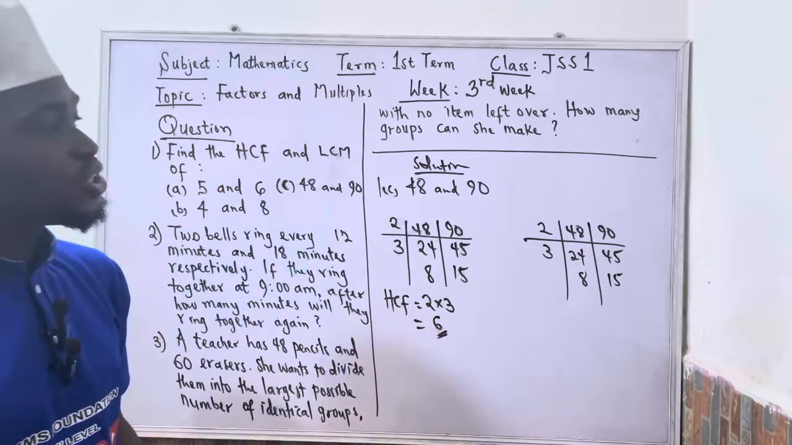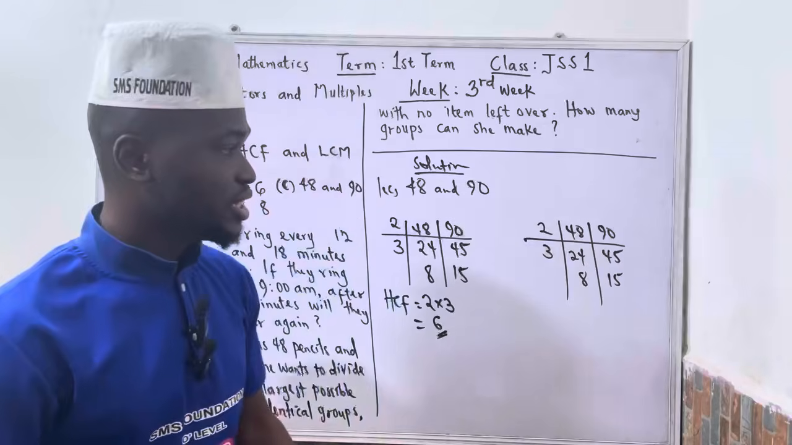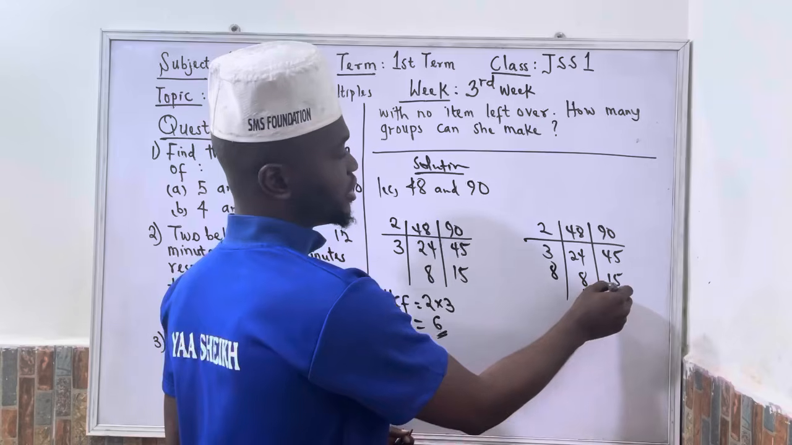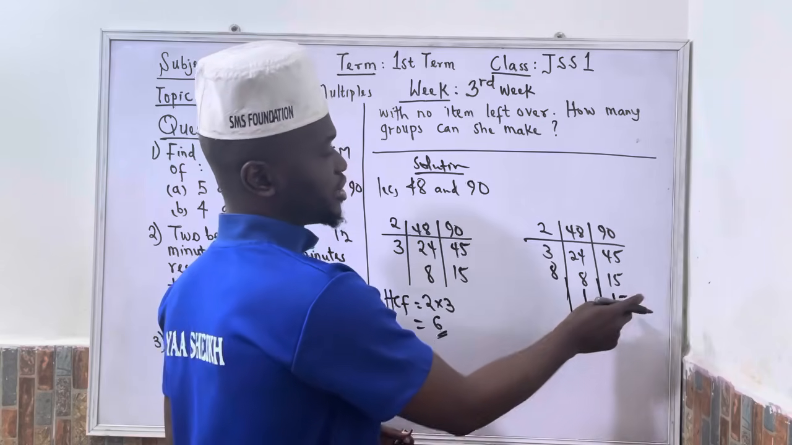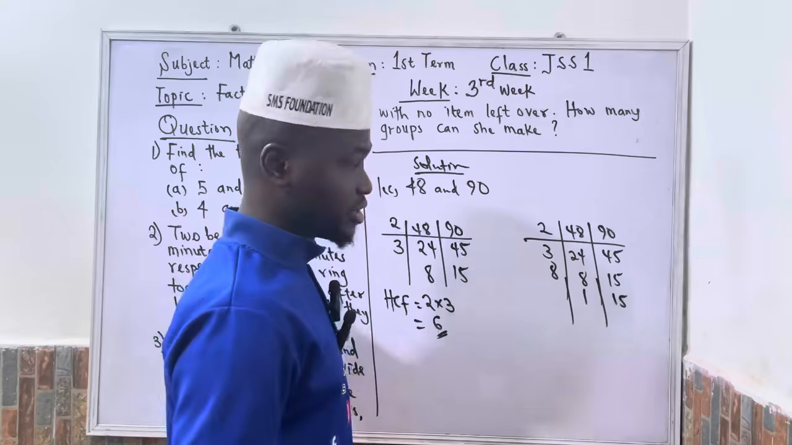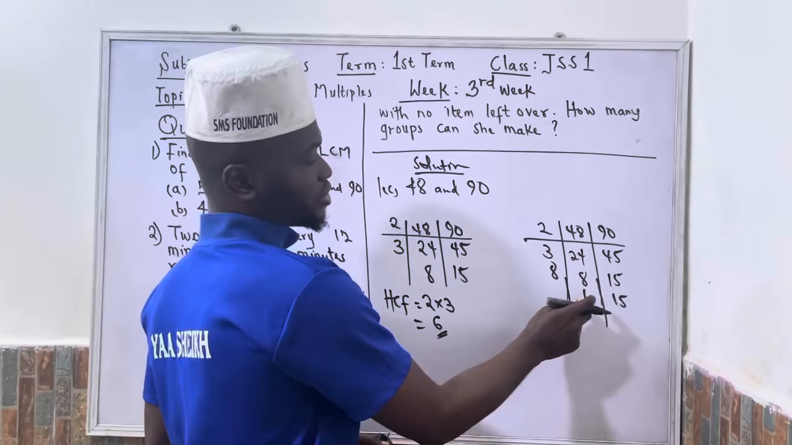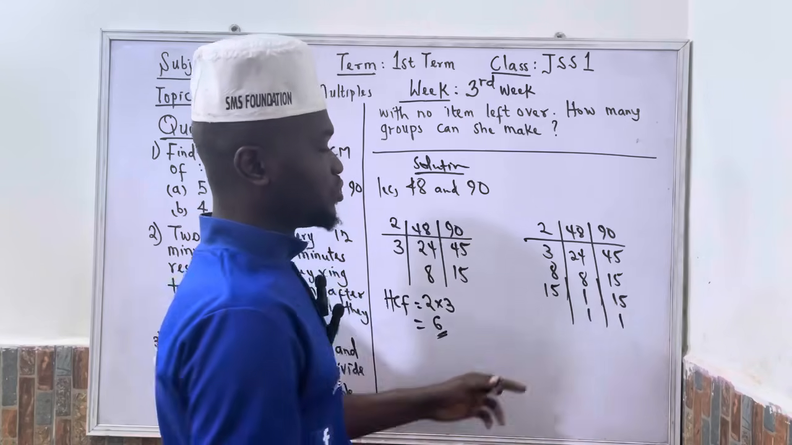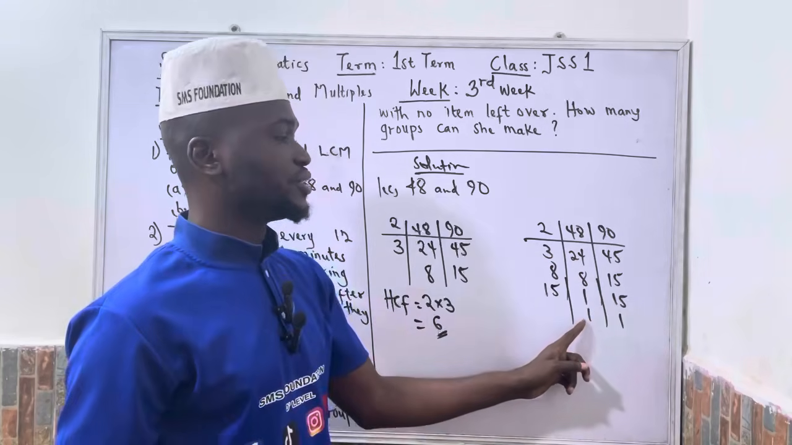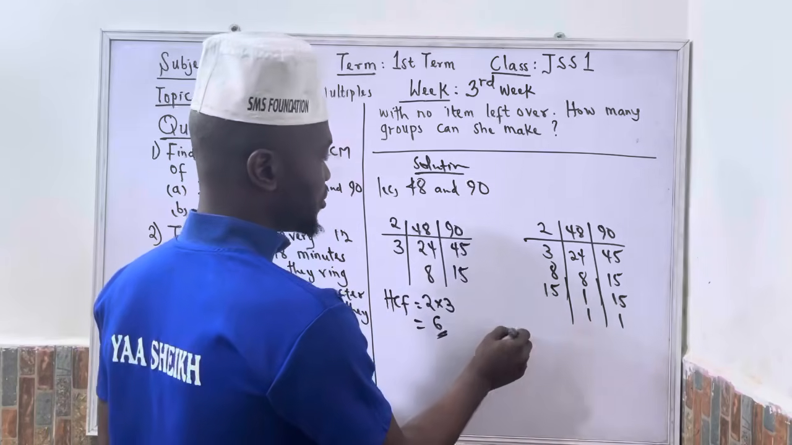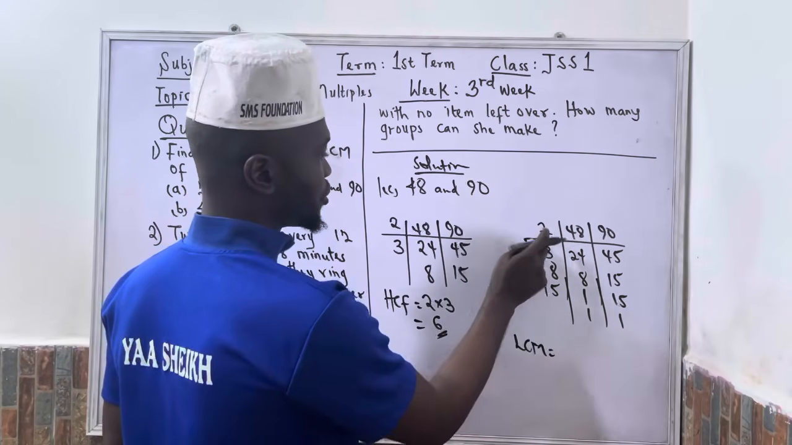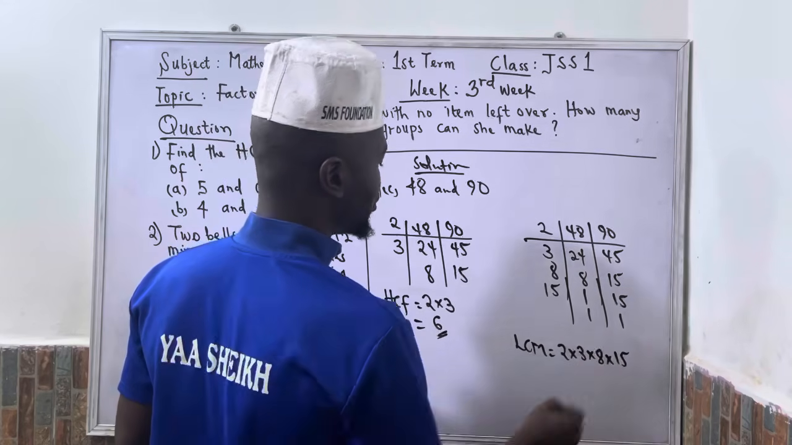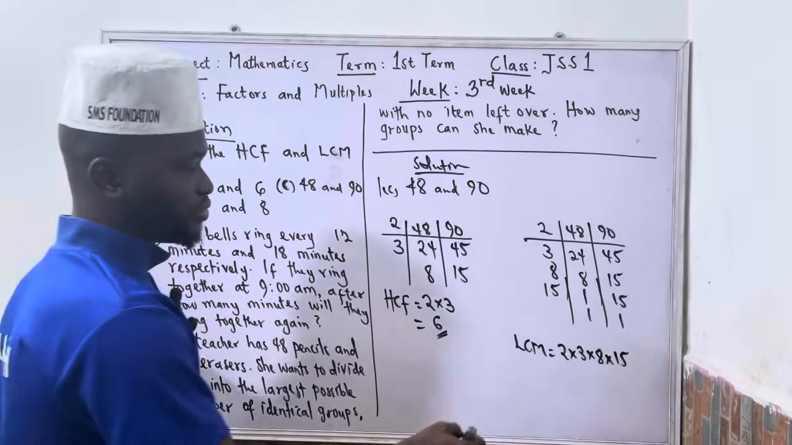Now, since nothing else can divide 8 and 15, I will just bring the 8 first, or bring the 15 first. So let me bring 8. This will be 1. This will still remain 15 because 15 cannot be divided by 8 perfectly. Next, since this one has become 1, I will just bring 15. So this will be 1 and 1. You must break LCM down till you get 1 and 1 at the bottom. So my LCM will just be what? 2 times 3 times 8 times 15. So I'm just going to multiply all of these together.